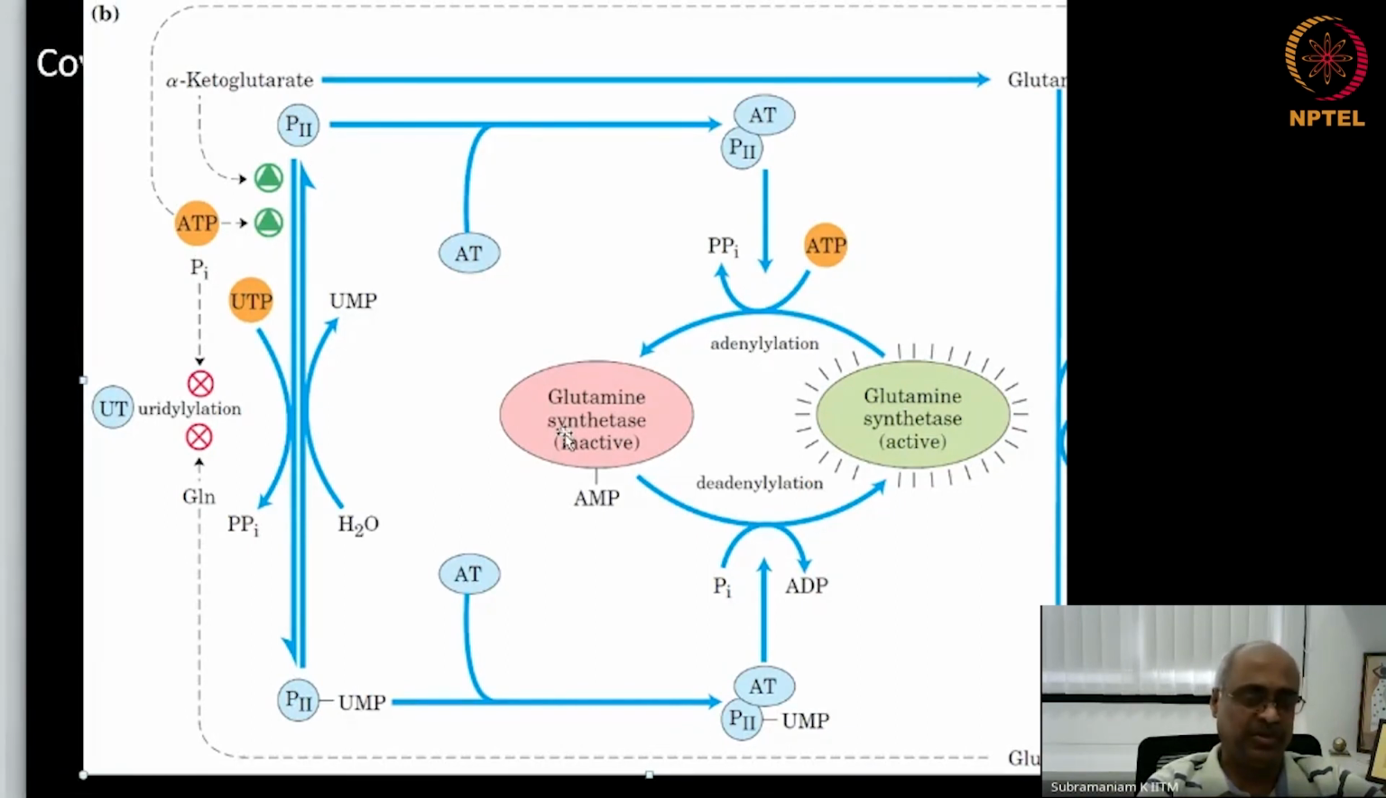and therefore you have free P2, and that is going to inactivate this enzyme. Therefore, no product is produced. On the other hand, if substrates are there, that is going to activate this enzyme. Therefore, you have this UMP-P2 that is going to promote the deadenylation, and therefore it becomes active, and you will make more glutamine. That is all you need to remember. Two levels of regulation: an enzyme that covalently modifies, and that enzyme itself is subject to covalent modification. And that covalent modification is regulated by which one is available, whether the substrates or the products.